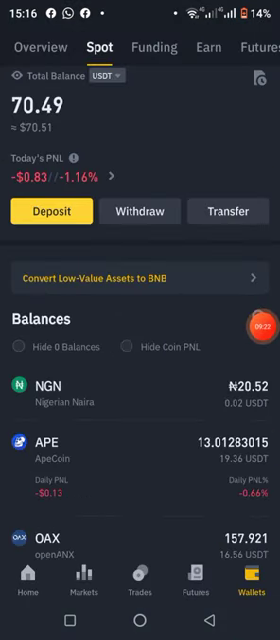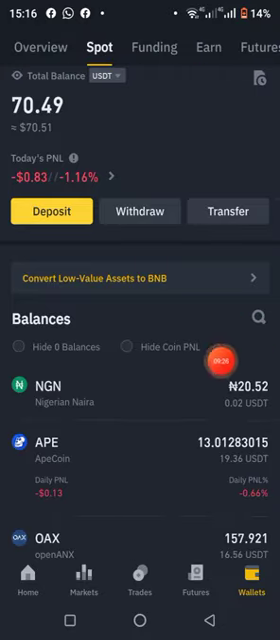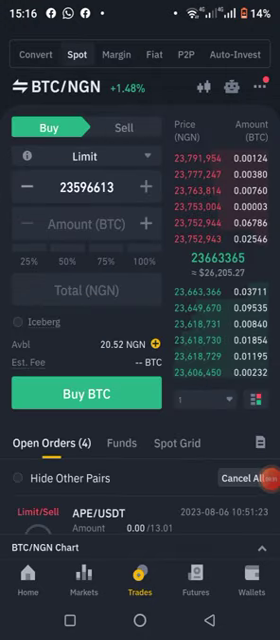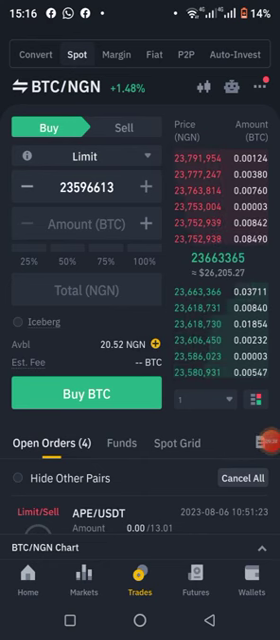So after you have deposited naira, then you come to trade. Like I told you before, you come to what? Trade. You come to trade. Then trade loads, you change here to BTC NGN, and you come to buy. So you can set a limit order. Limit order means you want it to come to a particular price, at a price that you want to buy.